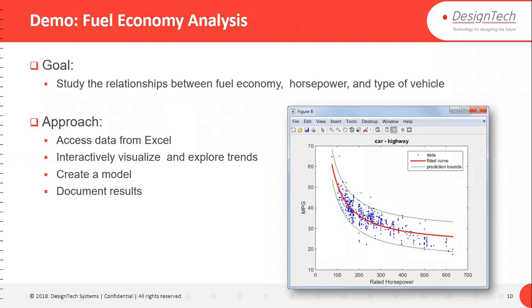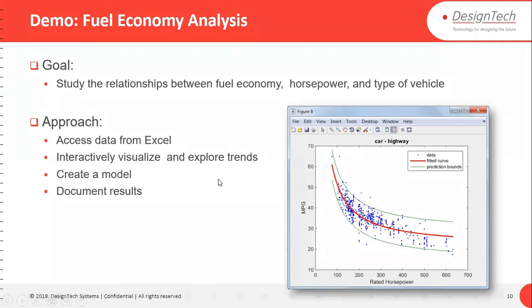Maybe that is a car, or maybe a motorcycle, or maybe a truck. So how are the fuel economy and the horsepower related? There is a database, so how do I approach that data, access the data from Excel, and work with it, interactively visualize it, explore the trends, and create the model? Out of that model, how can I generate the documentation and see the result?